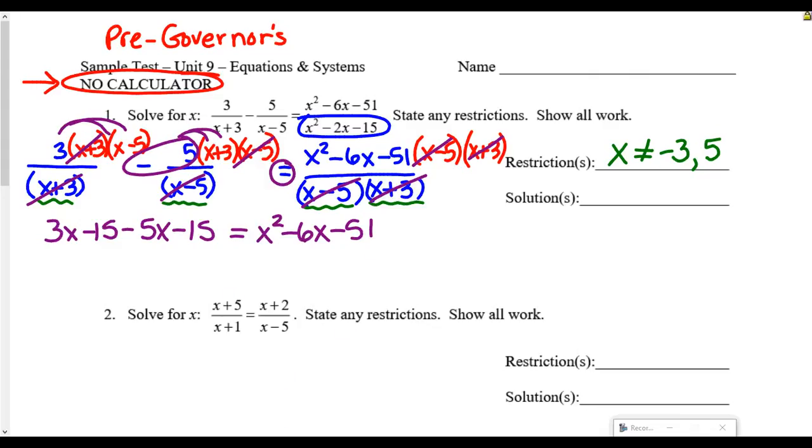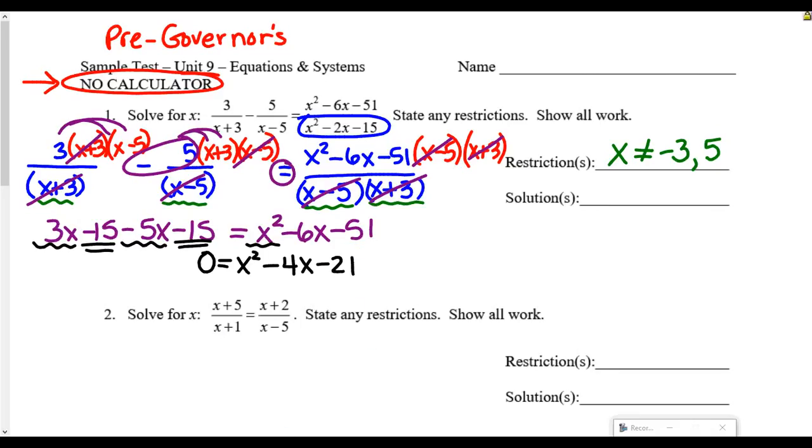To solve a quadratic equation, I like to get everything on one side. Since x squared was positive over here on the right, I'll move everything to the right. On the left, I had 3x minus 5x, which was negative 2x. If I move that negative 2x over to the right, I would do that by adding 2x. So now I would have a total of negative 4x on the right. I also had negative 15 and negative 15, so I had negative 30 on the left. If I move it over to the right, I do that by adding 30, which would give me negative 21.